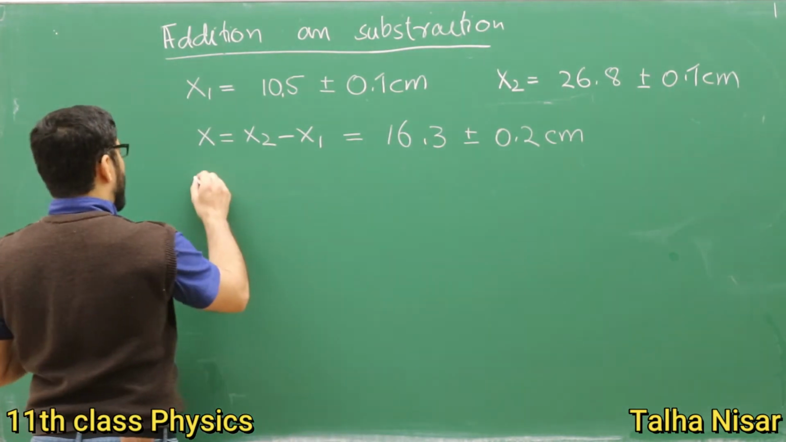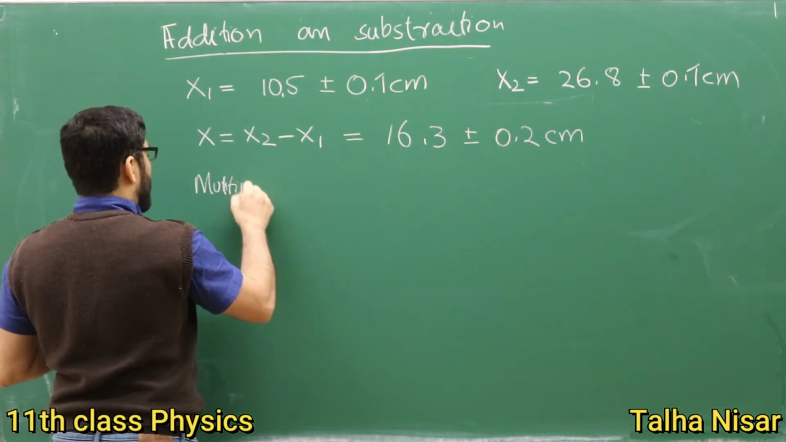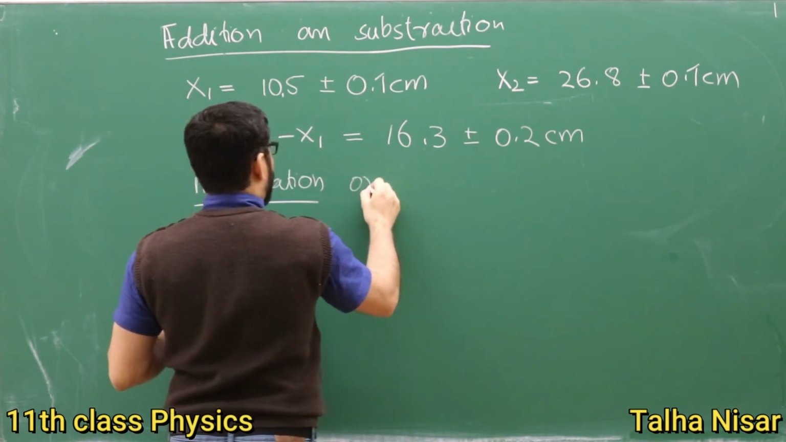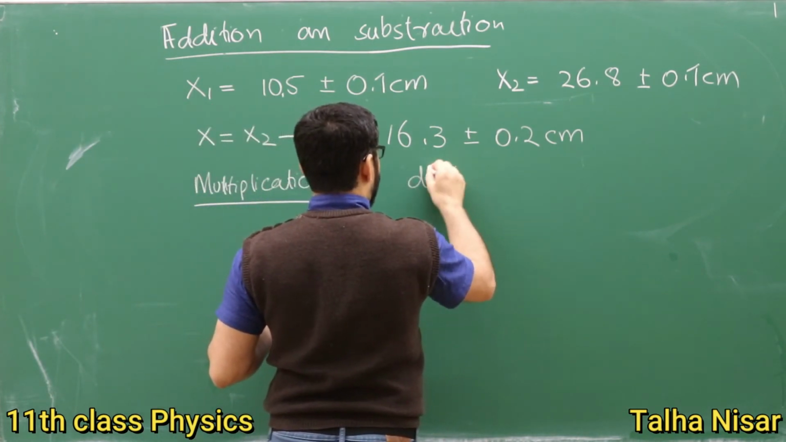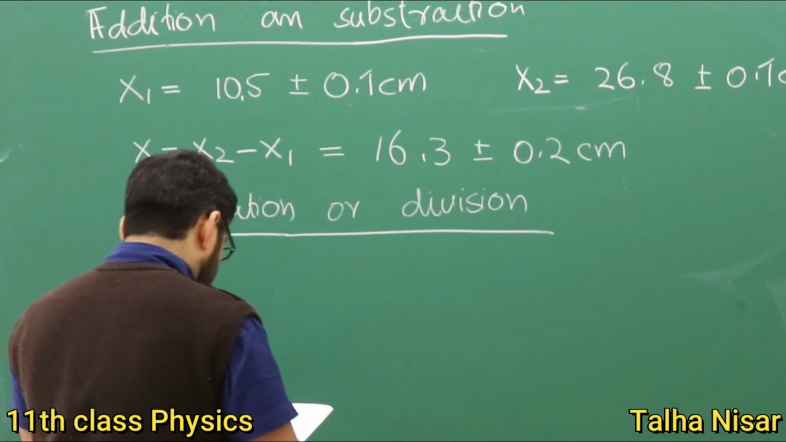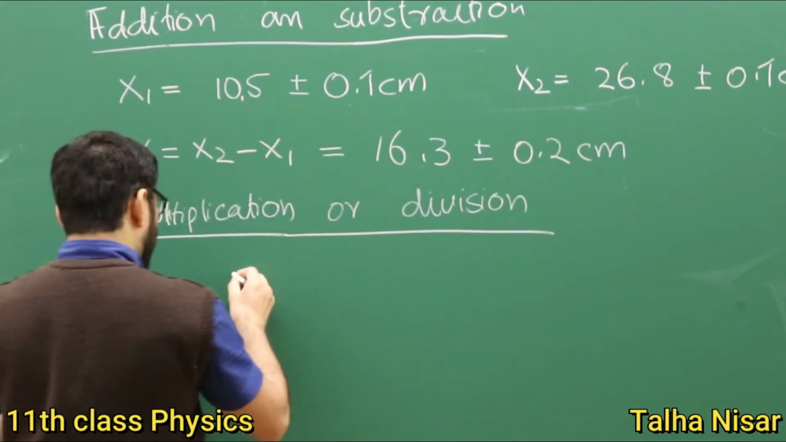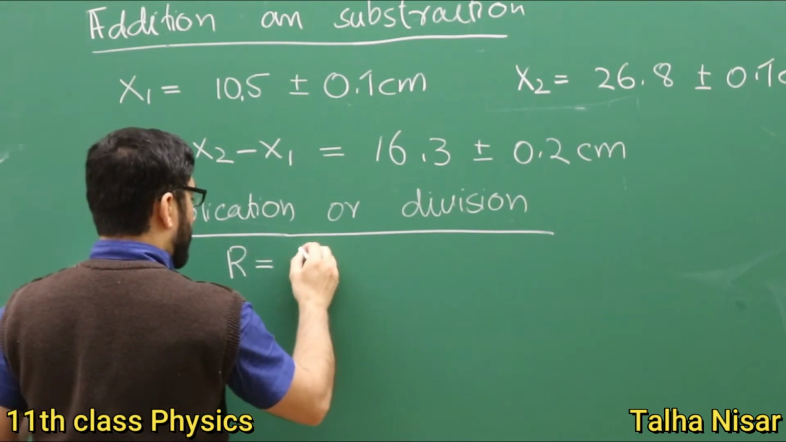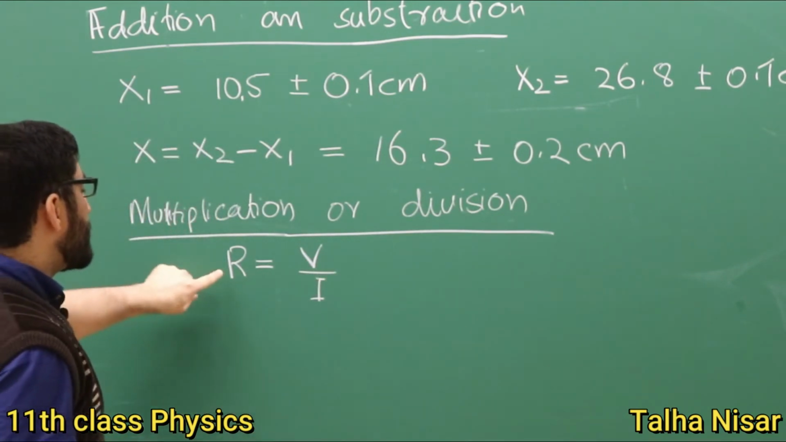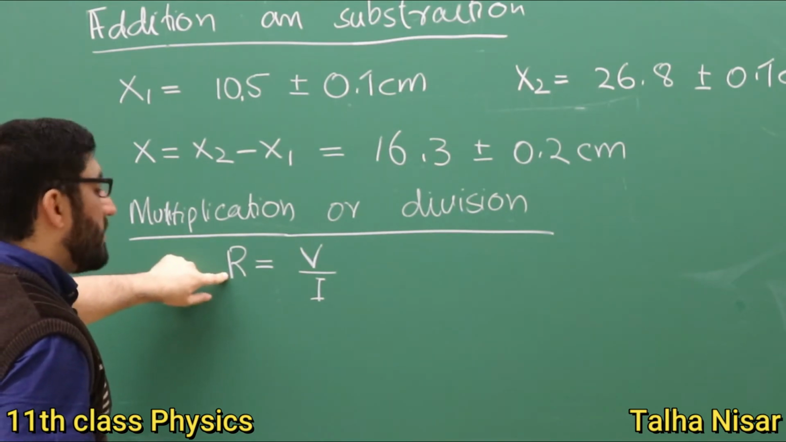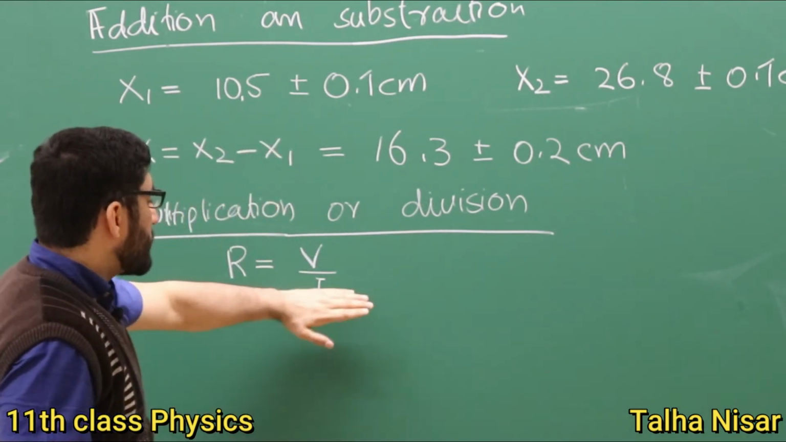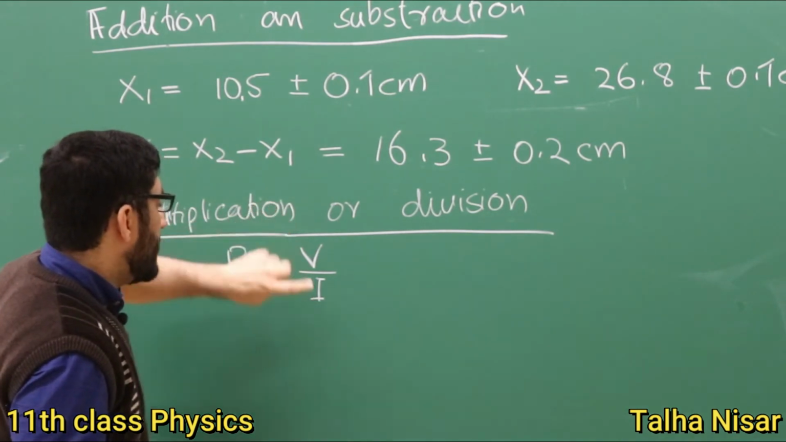So multiplication, now we come to multiplication or division. For example, we have the resistance equals voltage divided by current. So what we want to do is measure the resistance of a resistor, for example, or any electronic object. So for the resistance, we need to measure the voltage and the current.